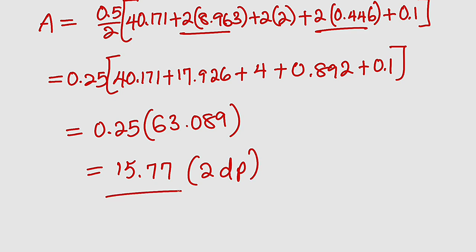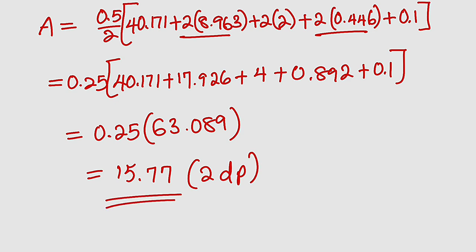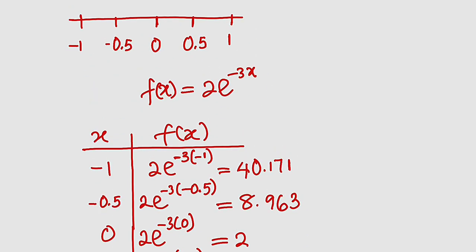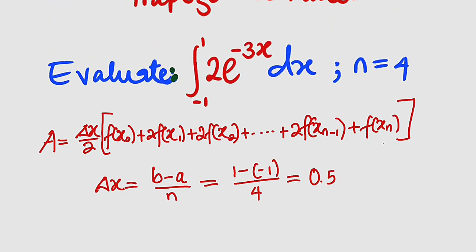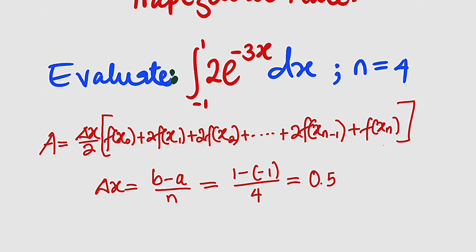And hence 15.77 is the approximated area under the curve of the function 2e to the negative 3x using trapezoidal rule.